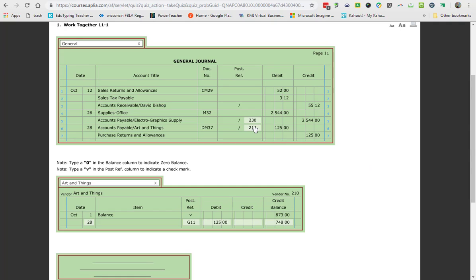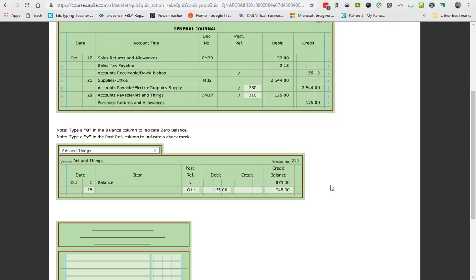Account number 210 goes back up on top. How's that? General Journal, page 11? Here. Your General Journal, and then your page 11 from the General Journal.